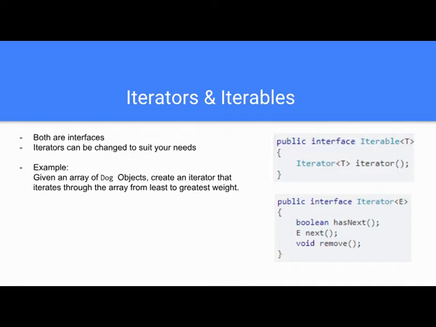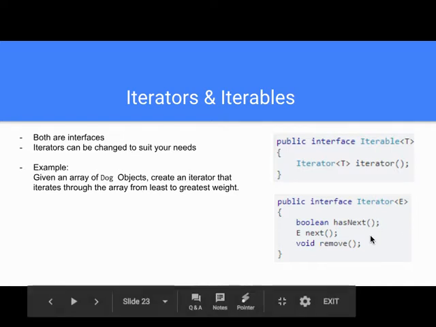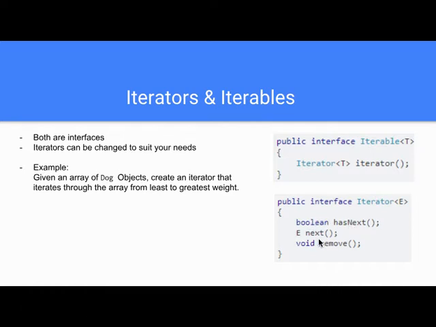iterator yet. Okay, spitting out a dog seems terrible. Then it would just return true, and next will return the actual object that is next in the array from least to greatest weight.